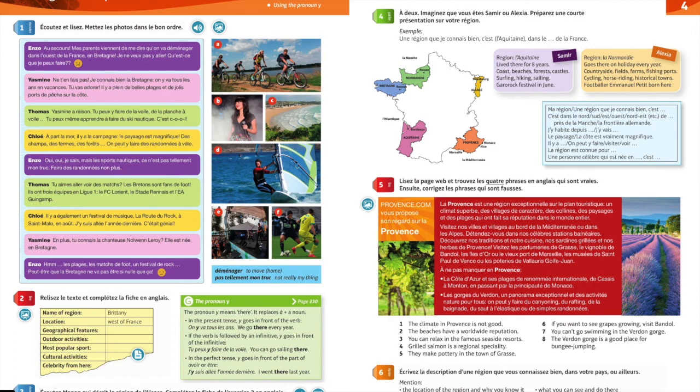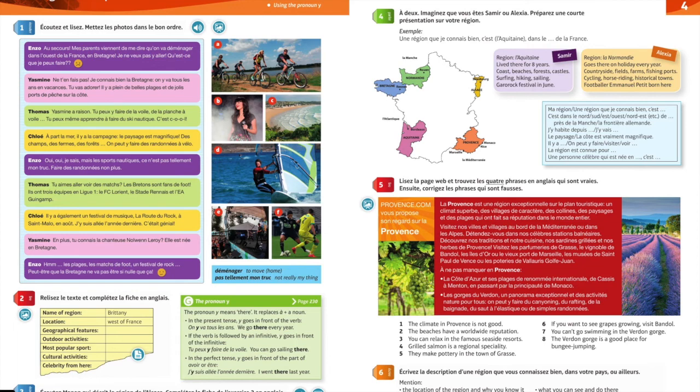Mais les sports les plus populaires sont les sports d'hiver. What's l'hiver? It's a season of the year. L'hiver. Les sports d'hiver. L'Alsace est la région idéale pour le ski. C'est la région idéale pour le ski.